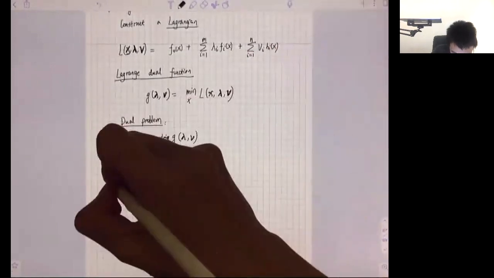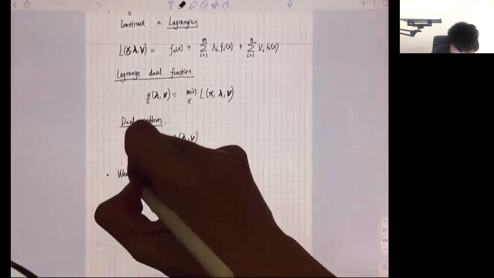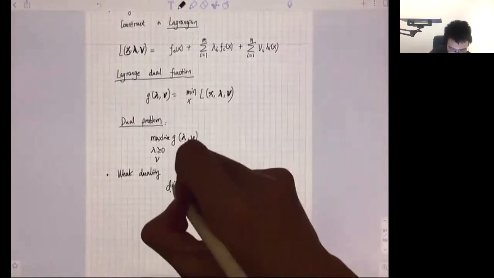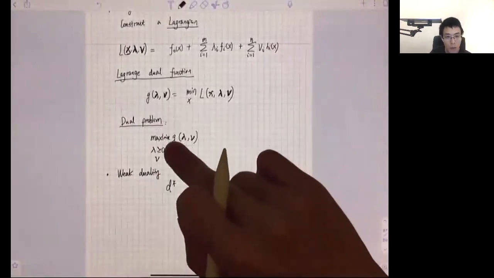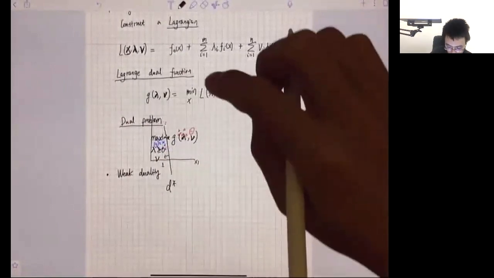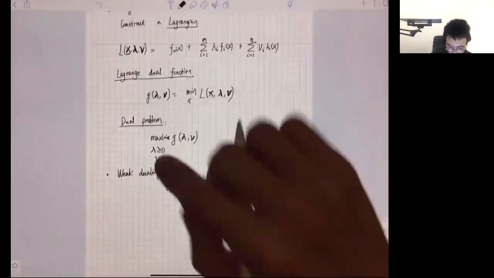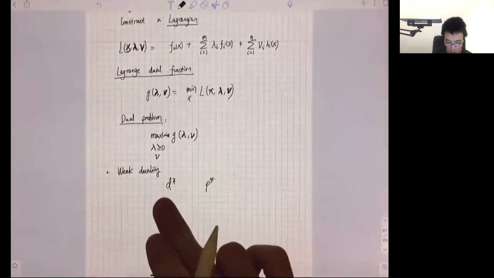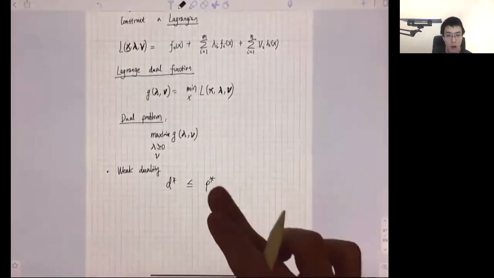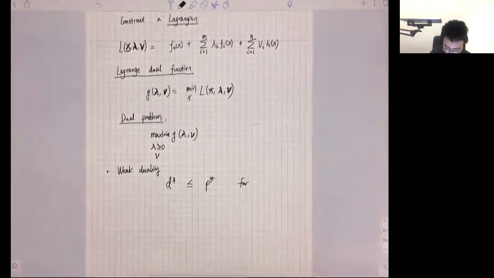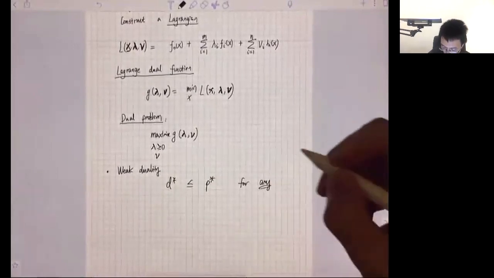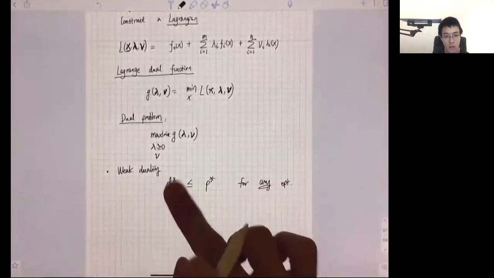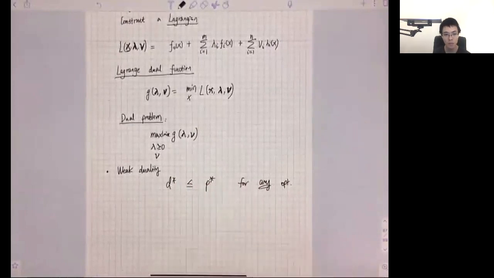Then I have a few dualities. So the first is the weak duality, okay? So I would say D star is the optimum or the optimal value for the dual problem. And P star is the optimum value for the primal problem. And dual problem must be less than or equal to the primal problem for any optimization problem, no matter whether it's convex or not, okay? So the dual optimal value must be less than or equal to the primal optimal value.